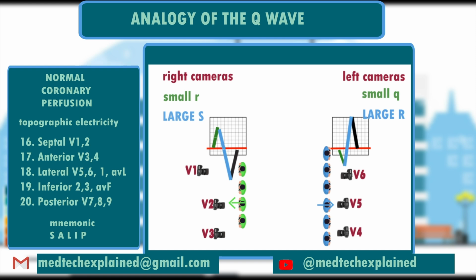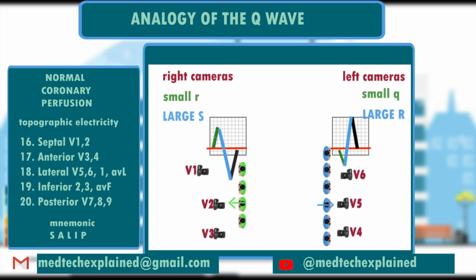That is why in the right chest leads V1 to V3, the first move of the children, or wave of the right ventricle, should be positive and small, and the second move of the teachers, or the wave of the left ventricle, should be negative and large.